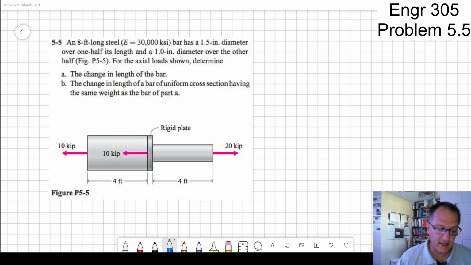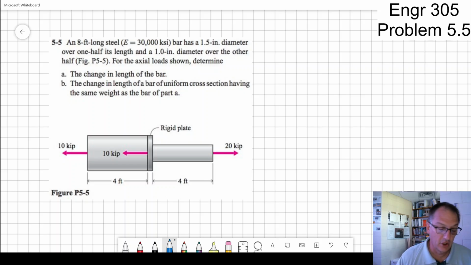The bar has a 1.5-inch diameter over half its length. See how that looks bigger on this side? Yeah. An inch and a half on that side, 1 inch on the other side, but it's half and half. That helps us out with part 2.